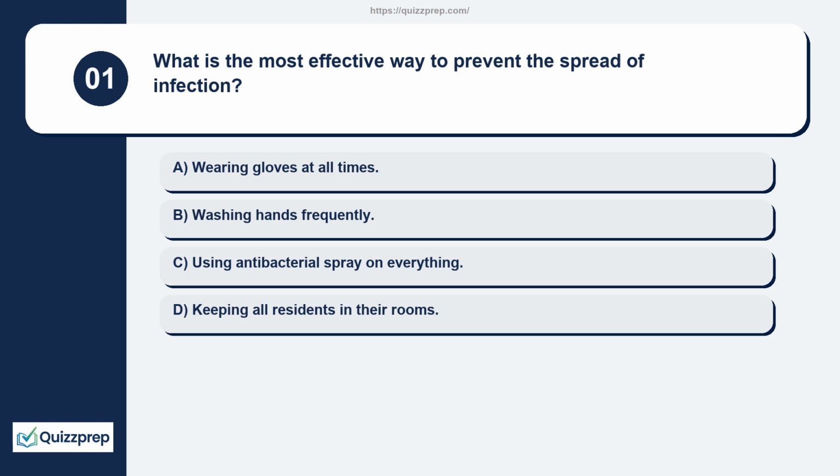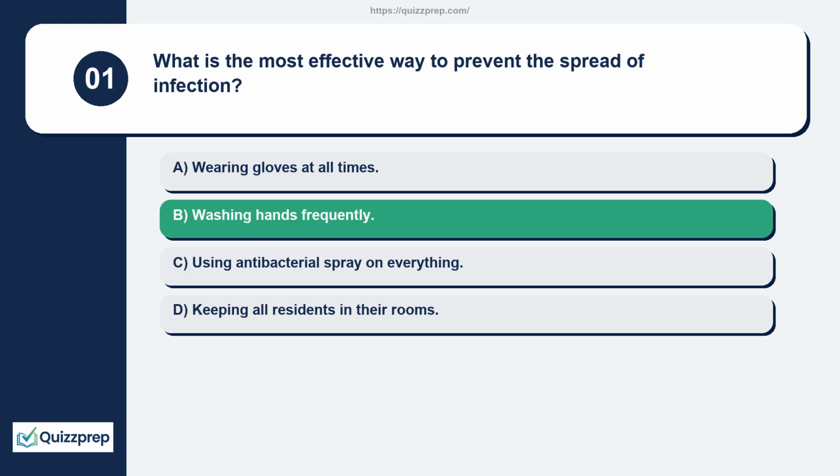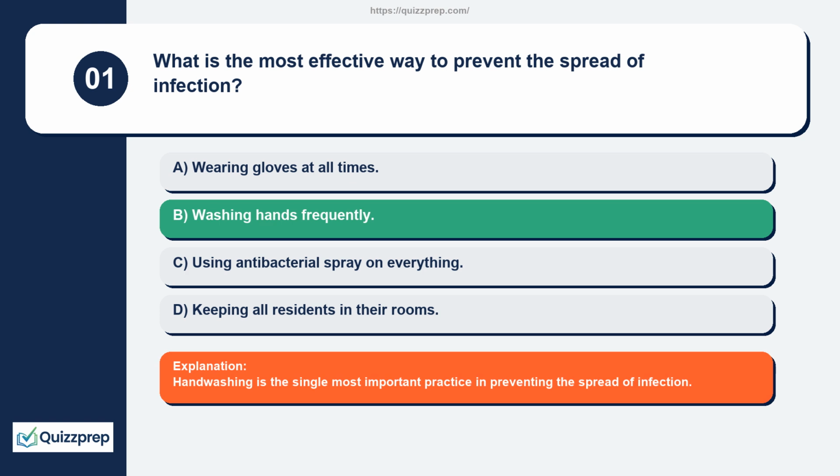Question 1. What is the most effective way to prevent the spread of infection? Wearing gloves at all times. Washing hands frequently. Using antibacterial spray on everything. Keeping all residents in their rooms. Hand washing is the single most important practice in preventing the spread of infection.